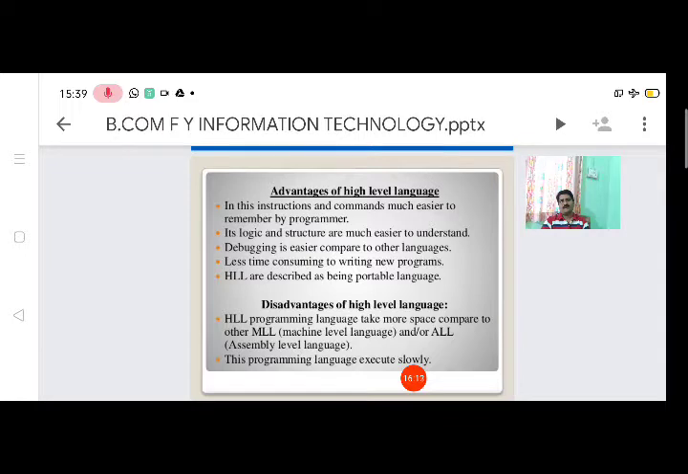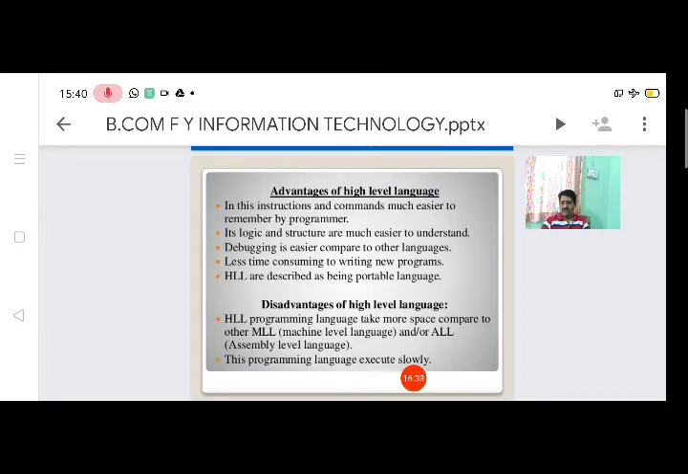The translator may be an interpreter or a compiler that helps to convert to binary code for a computer to understand. There are some advantages and disadvantages of high level language.